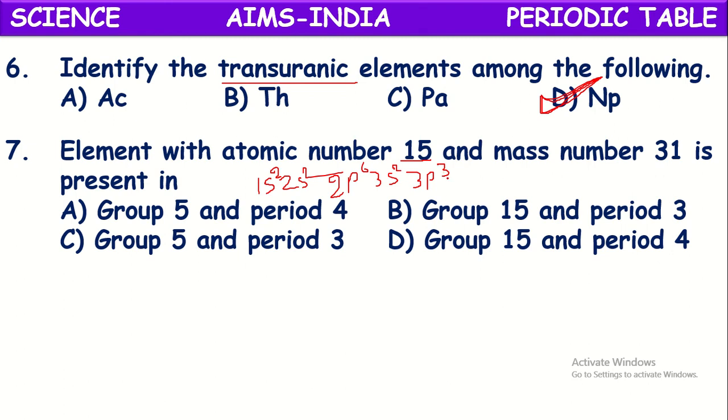If you see for this element, there are totally 5 valence electrons. So its group number will be 5. Now we can say its group number is 5.